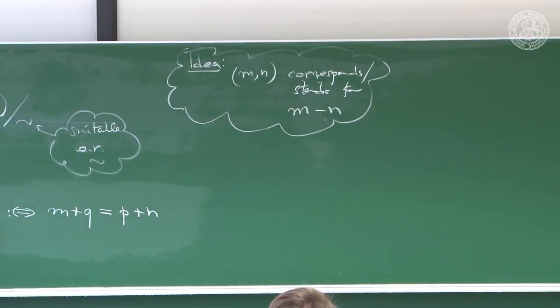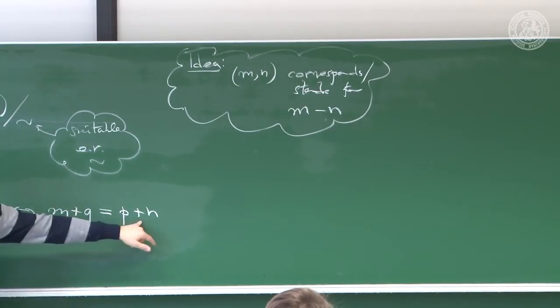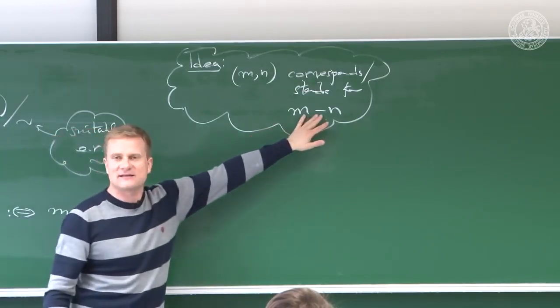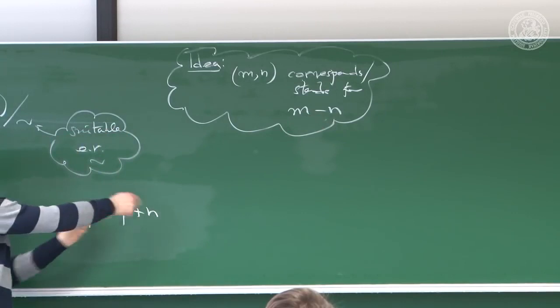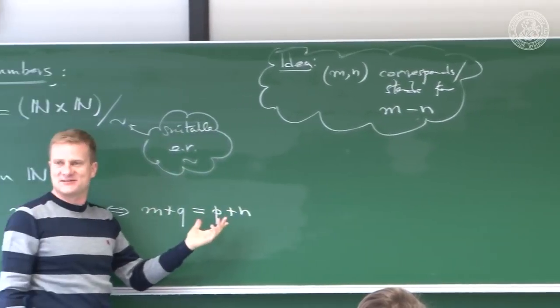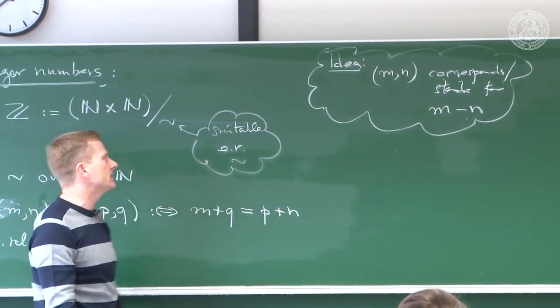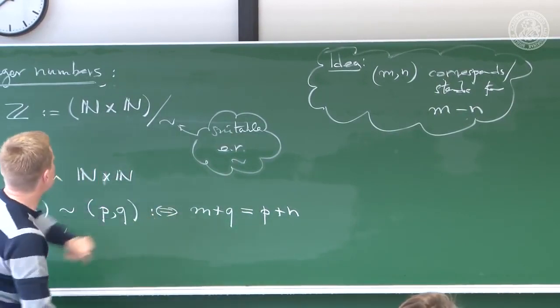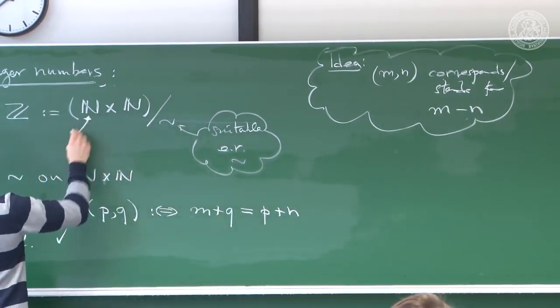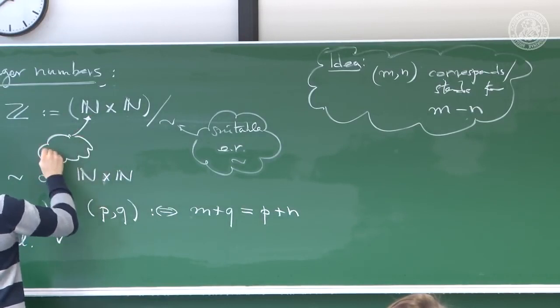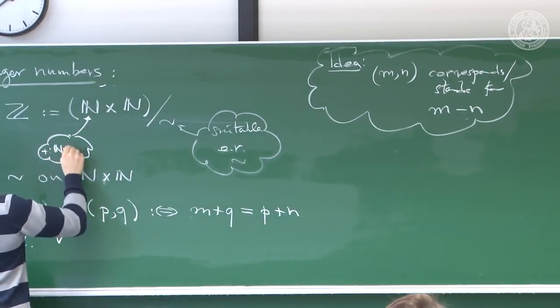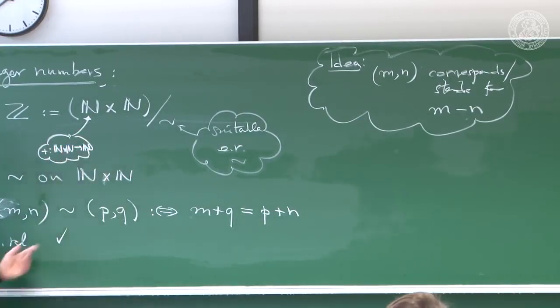If the two differences are the same, I could have written this as m minus n equals p minus q. I chose not to do so. Well, I couldn't do so because I don't know what minus means. That's the problem of writing this down directly. But if I take them to the other side of the equation, I have only pluses. So that's the clever idea, to define this by only using the addition that you have on N. That's why you go this way.